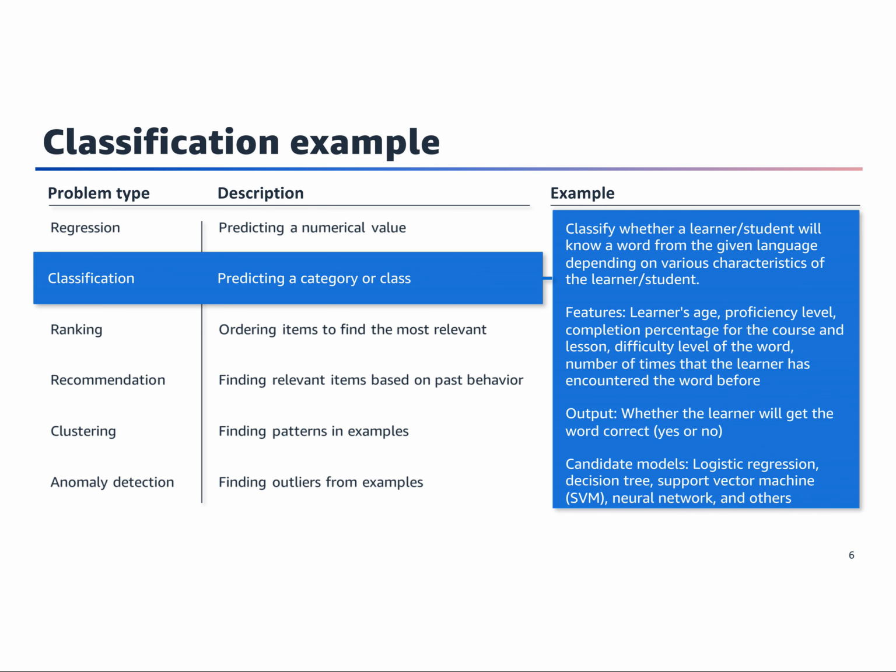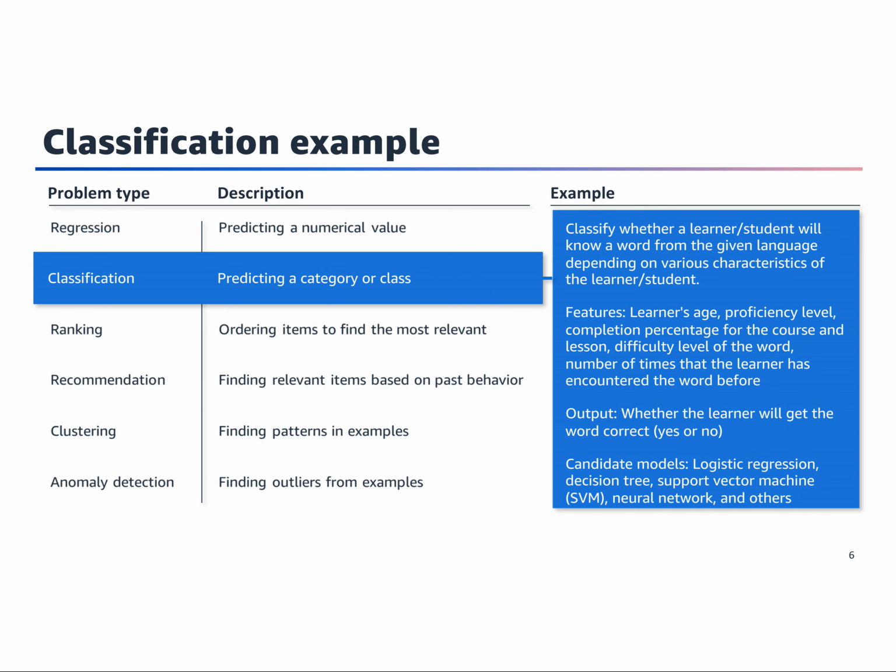In this classification problem, the input features are various characteristics of the learner and the word that they are trying to learn. The output is a binary classification of whether the learner will get the word correct. To solve this problem, you would need to train an ML model on a labeled dataset where the input features and the output label, whether the learner got the word correct, are known. You could then use this trained model to predict whether a learner will get a new word correct, given their characteristics and the characteristics of the word.